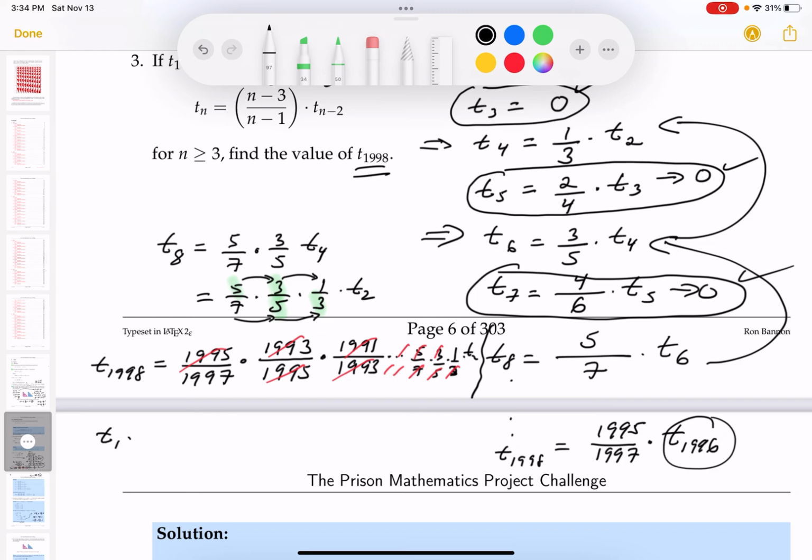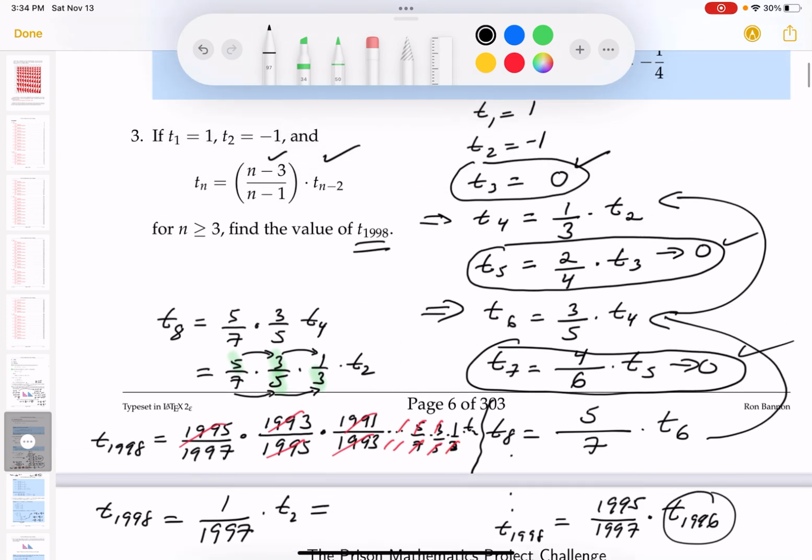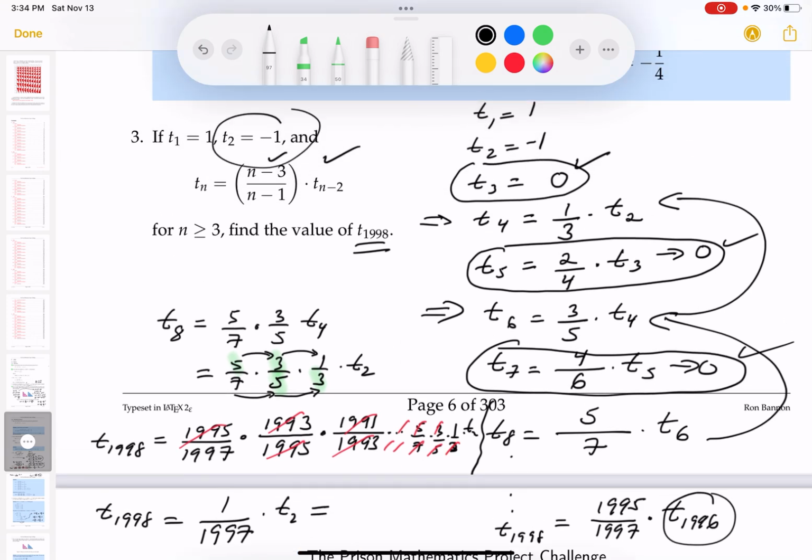T1998 equals 1 over 1997 times T2. Now, I can't remember what T2 is. So what I do, I go back and look, and it's -1. So what's my answer over here? -1 over 1997. Again, that's an even one.